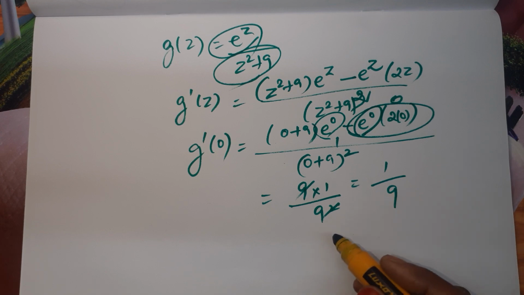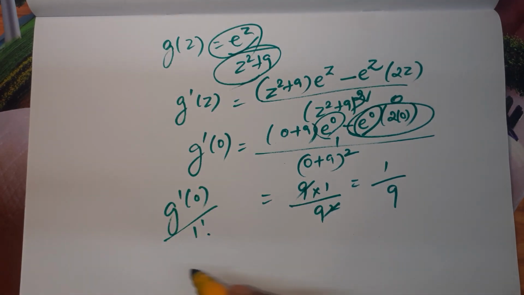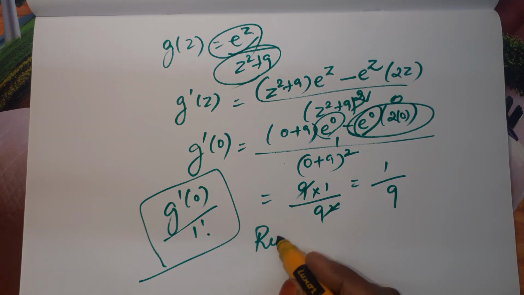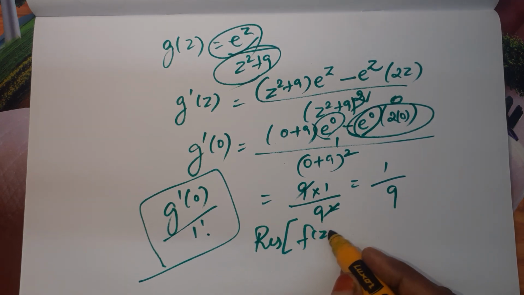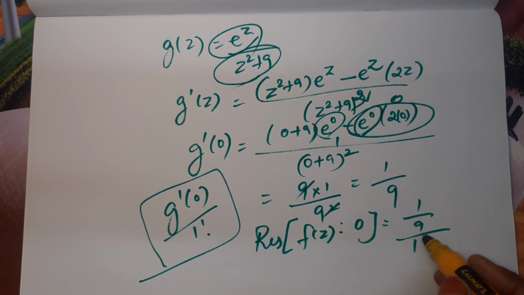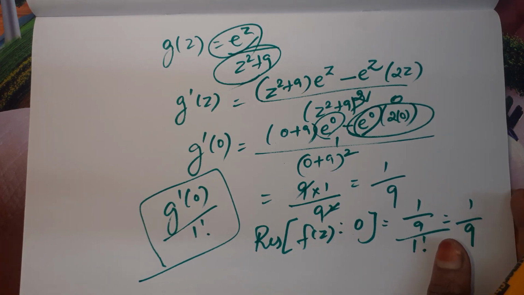So what is the formula we have here? g dash of 0 by 1 factorial. That is the final answer for the residue. So the residue of f of z at the pole 0 is equal to 1 by 9 by 1 factorial. So on the whole it is 1 by 9. Is it clear up to this?